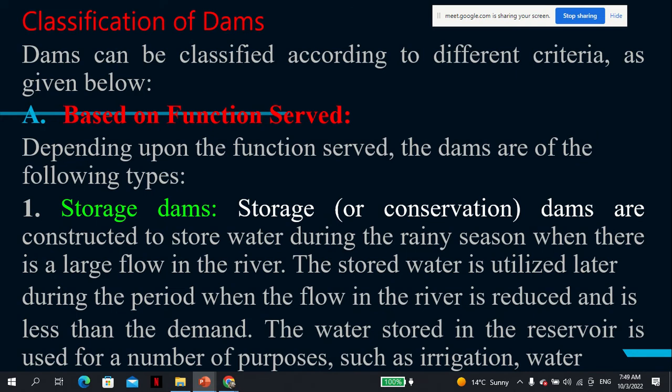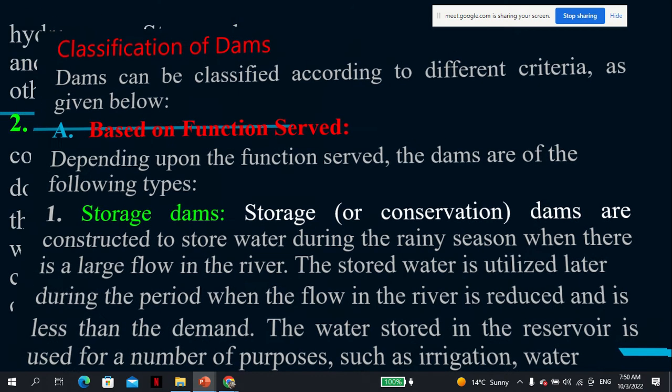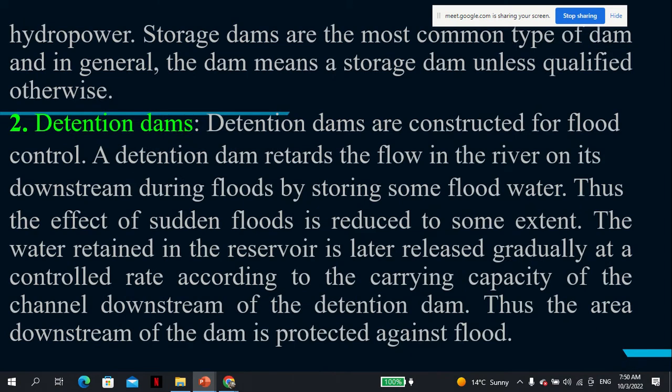The first one is based on the function. We have storage dams. These are basically for conservation of water. These dams are constructed to store water during the rainy season, when there's a large flow in the river. The stored water is utilized later during the period when flow in the river is reduced and is less than the demand. The water stored in the reservoir is used for a number of purposes such as irrigation, hydropower, and so on.